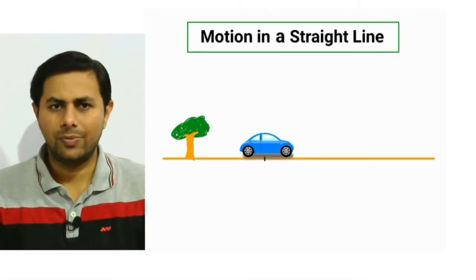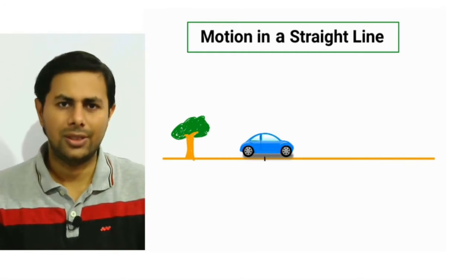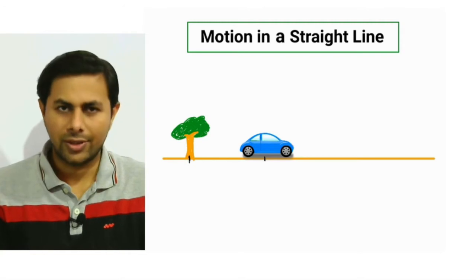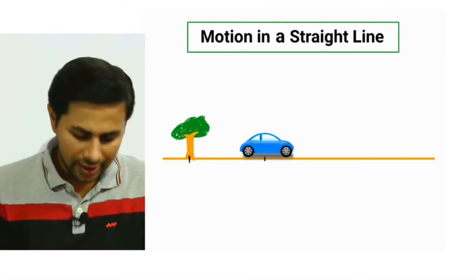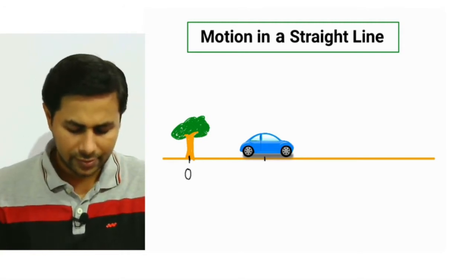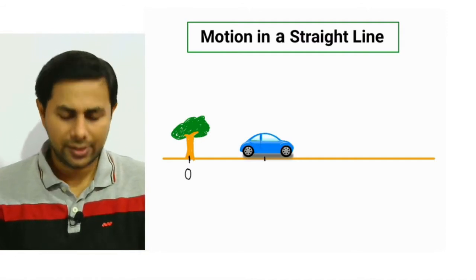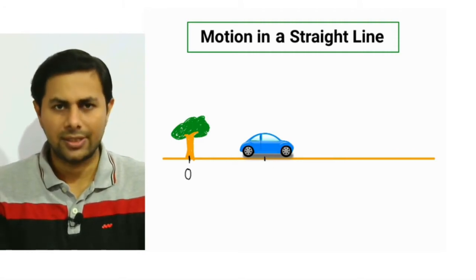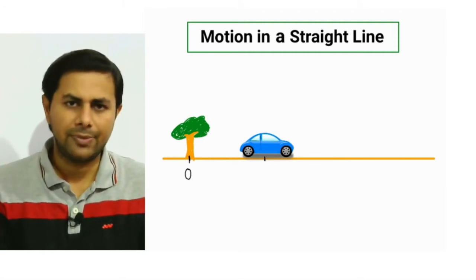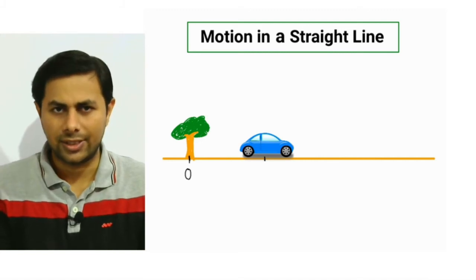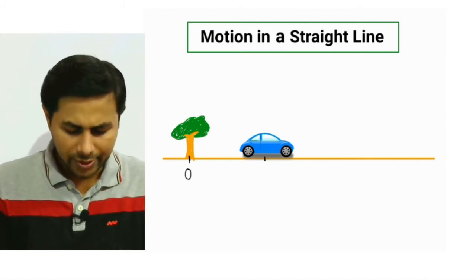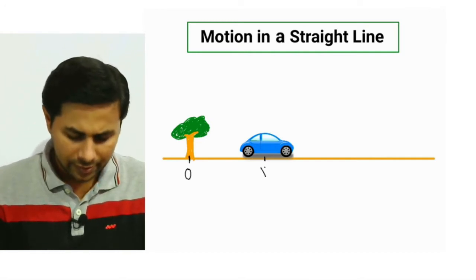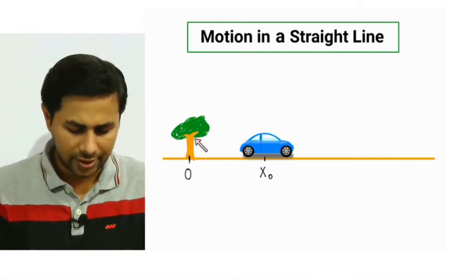In order to mark the position of the car, we need to have some reference point. So let's suppose the position of this tree over here is our reference point and we call it origin. So we mark distances towards the right hand side of this origin as positive distances and distances towards the left hand side of the origin as negative distances. So let's suppose that the car is at position x0 with respect to this tree.